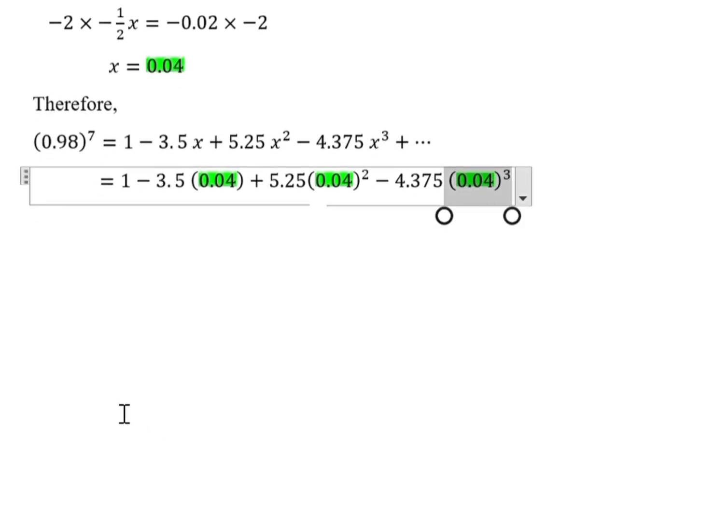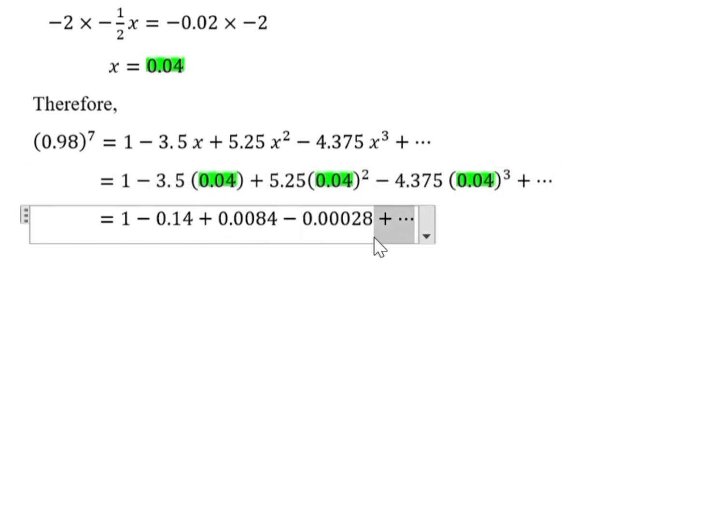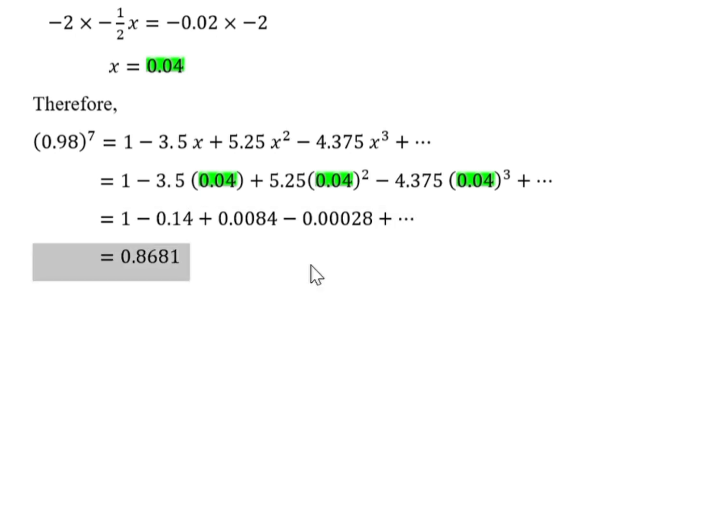So that will be equal to 1, sorry, there's this plus dash dash, of course. Then 1 minus 3.5 times this gives us that one. Then plus 5.25 times this one squared gives us that. Then minus 4.375 times this cubed gives us that. Then plus dash dash like that. If you simplify this using a calculator, you are likely to get the answer being 0.8681, and that is the answer.